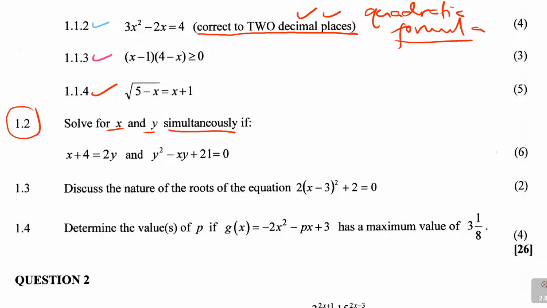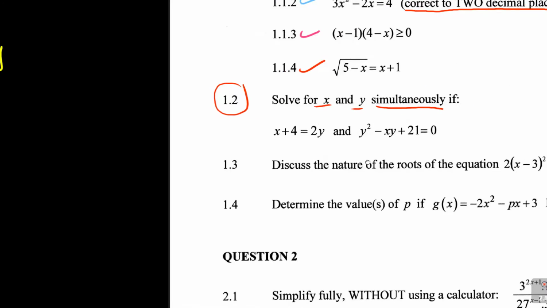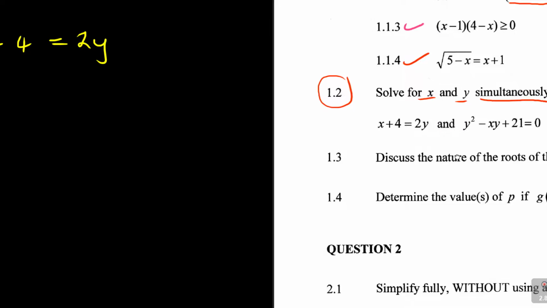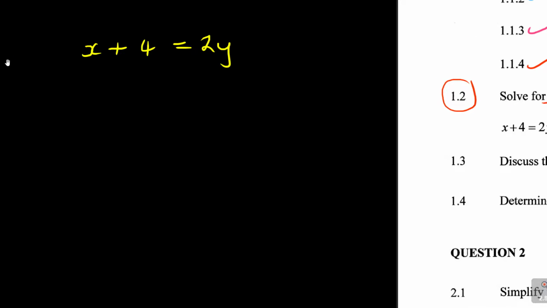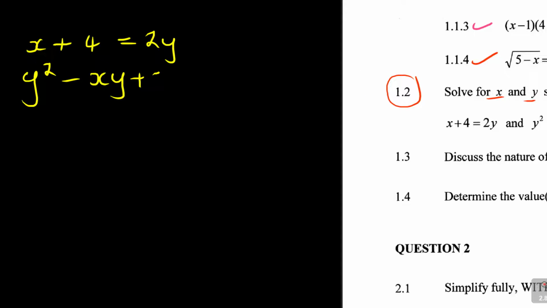All right, it's also very important for you to know the trick there. What is the first one? X plus 4 is equal to 2y. So let's write that first one. X plus 4 is equal to 2y. And then what's the second one? Y squared minus xy is equal to 21. So I've got y squared minus xy plus 21 is equal to 0.